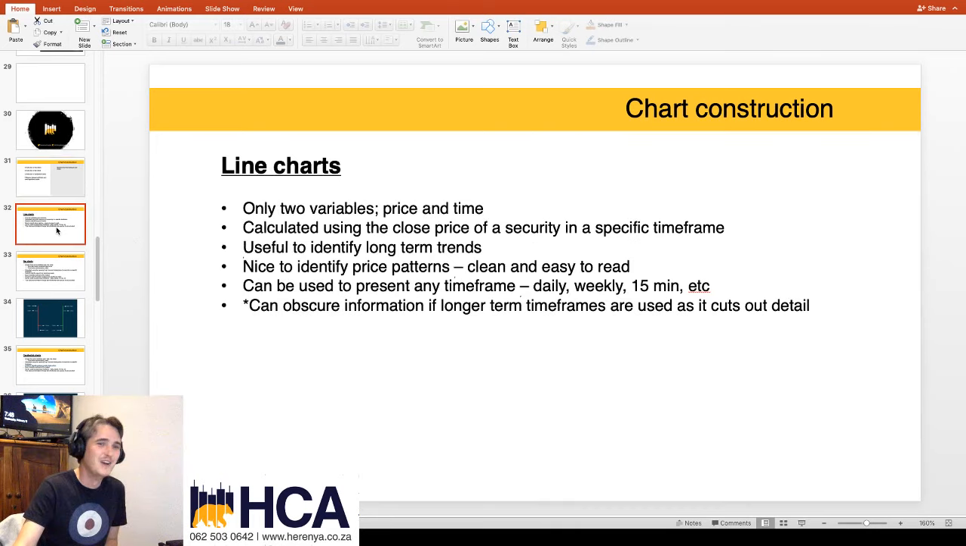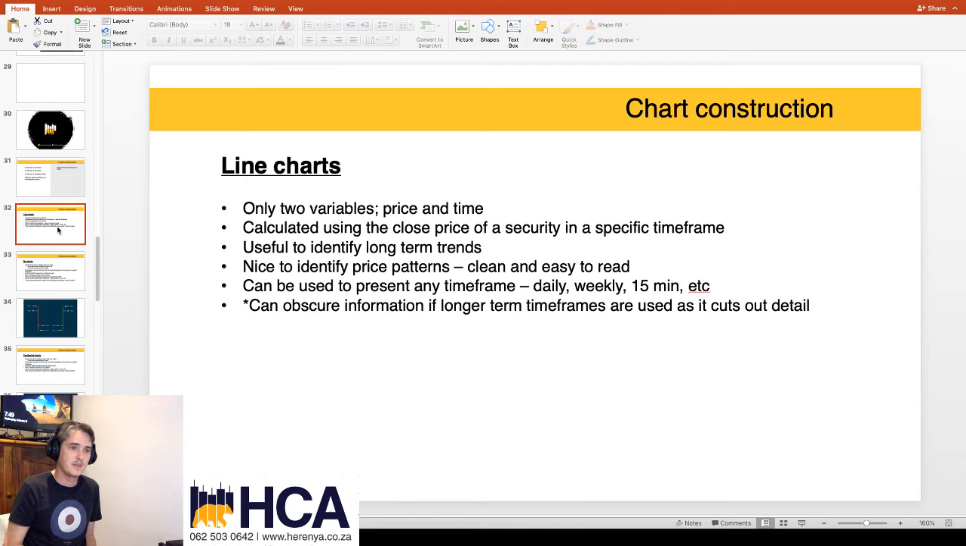So we're going to move right along to chart construction. So obviously there are different types of charts. The first one we're going to be looking at is line charts. So when looking at a line chart, there are only two variables that are plotted on the chart. One being the price and the other one being time. So the price is on the x-axis or the vertical axis, and time is on the y-axis.